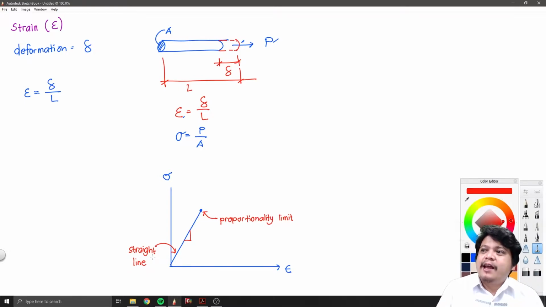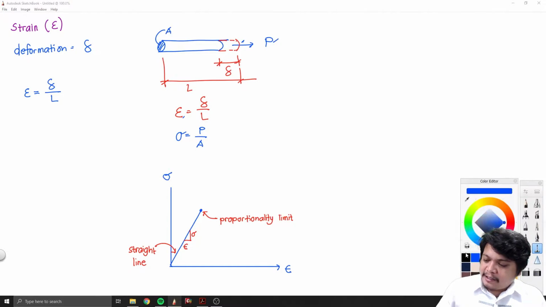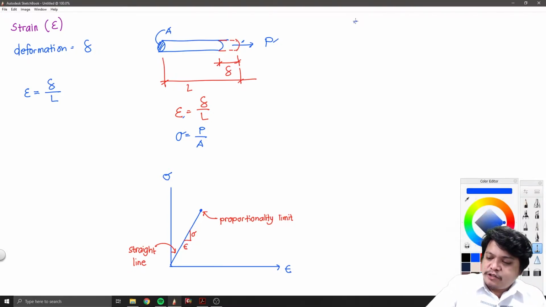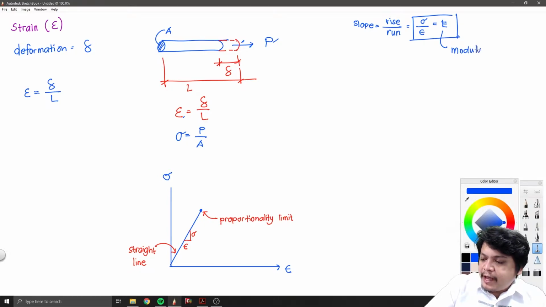Yung Hooke's law natin hanggang dun sa proportionality limit, meron yang for example, yung vertical mo is the sigma, and then yung horizontal mo is the strain. Yung kanyang tawag natin dito, yung kanyang slope. So you have there your slope, that is rise all over run. So yung rise natin dito is our sigma, and then yung run natin is our epsilon or our strain, no. This one is what you call the Hooke's law. Diyan nakukuha yung tinatawag nating modulus of elasticity.